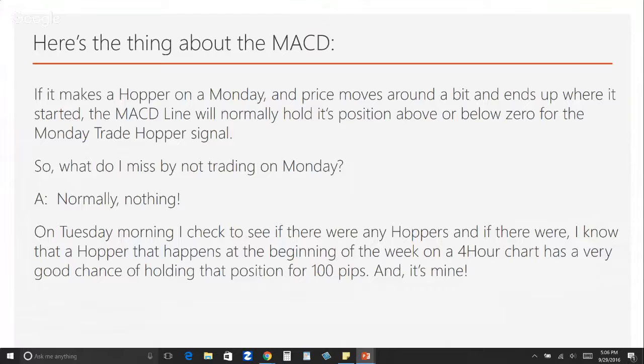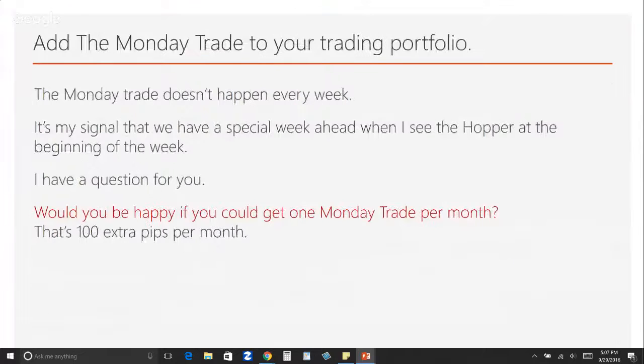Now, I'm not saying you can't take the Monday trade on Mondays. I'm just saying that a lot of the time I don't take them on Mondays because I typically don't trade on Mondays. But the thing about Mondays is if the hopper happens, even on a Monday when I'm not there, and that trade setup is still in the correct position, chances are still going to be really solid that I'm going to have an opportunity to get that trade with the bigger potential and the bigger expectation about duration and look for 100 pips. So add the Monday trade to your trading portfolio.